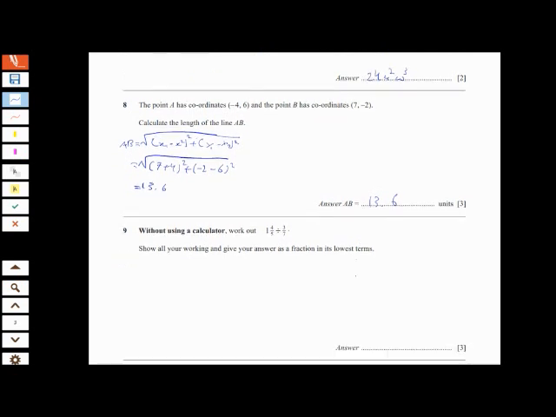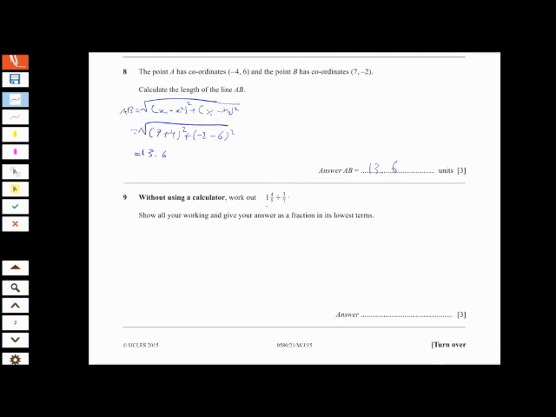Right, without using a calculator, work out these. Alright, easy. First, convert the mixed number into an improper fraction. 1 times 5 plus 4, that's 9 over 5. And then for division, you have to turn it into multiplication. But then you have to flip the next fraction. 7, 3. That would give you 63 over 15. Simplify that. 21 over 5. That's the answer.